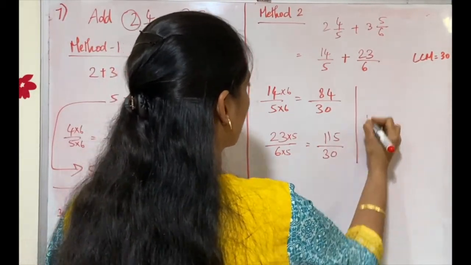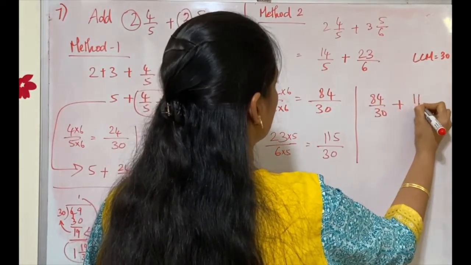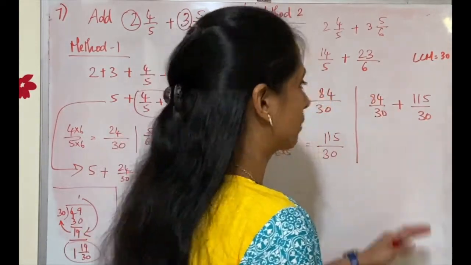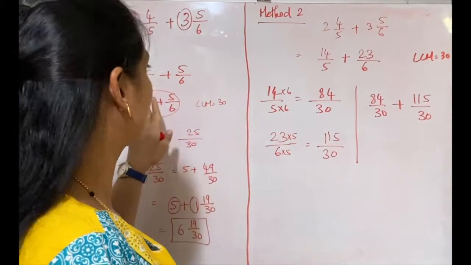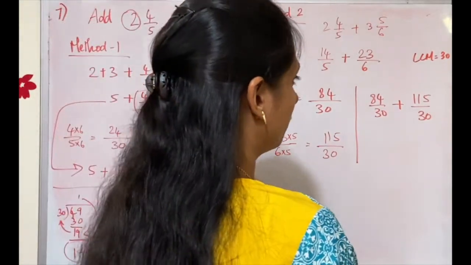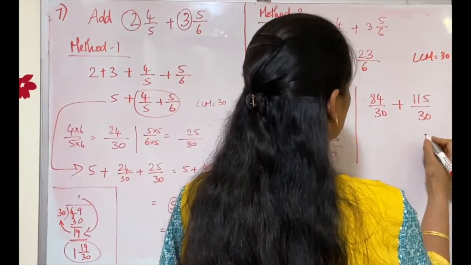84/30 plus 115/30. Here we have big numbers, right? So some people follow this method. I will tell you why this method cannot be applied everywhere in some problems.